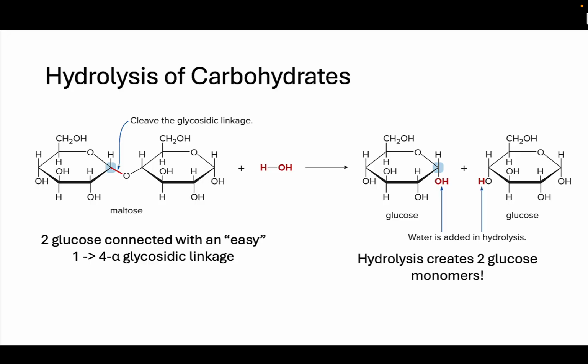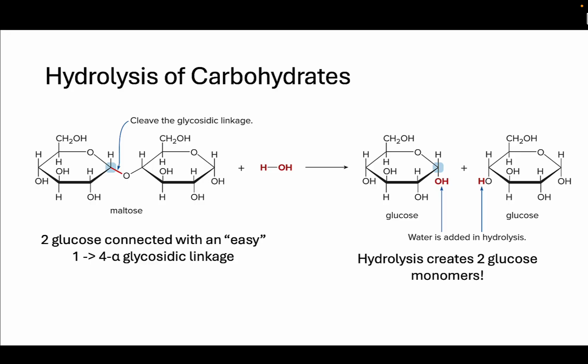This is a quote-unquote easy 1,4 alpha glycosidic linkage, named based on the carbons that it connects, carbon 1 from the left monosaccharide and carbon 4 on the right monosaccharide. And it's an alpha type glycosidic linkage, meaning that both of the linkages are kind of going down and keeping things in a certain conformation, which we'll look at a little bit later as well.